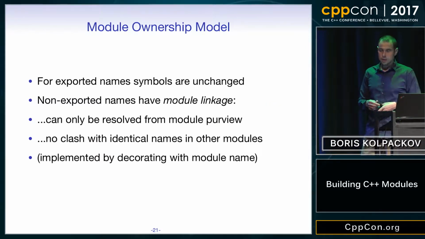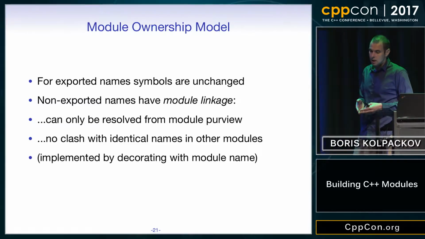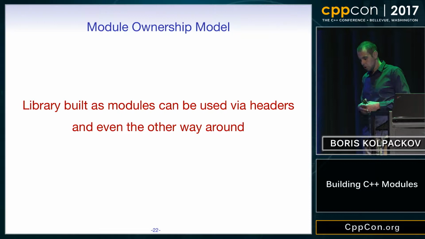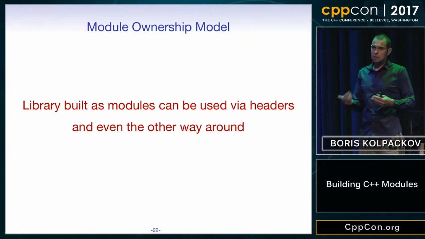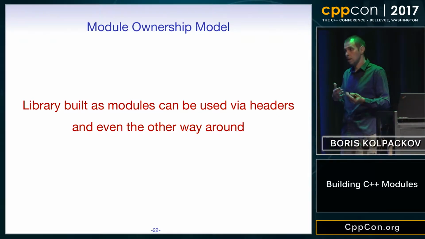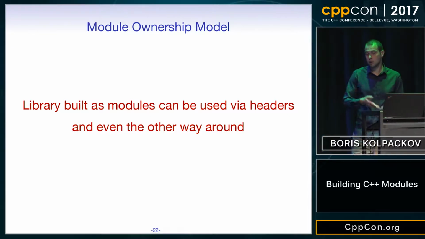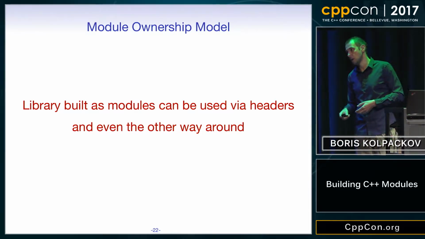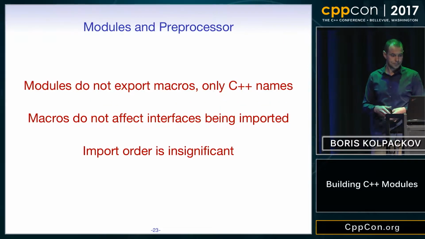This first point, the fact that an exported name looks exactly the same as if we declared it without any modules being used, has one very important implication, and that is we can build a library as modules and consume it as headers, and even the other way around. You can have a library that was built with headers. If we can come up with suitable module interface units, we can consume it as modules. And we'll see where that leads in a bit.